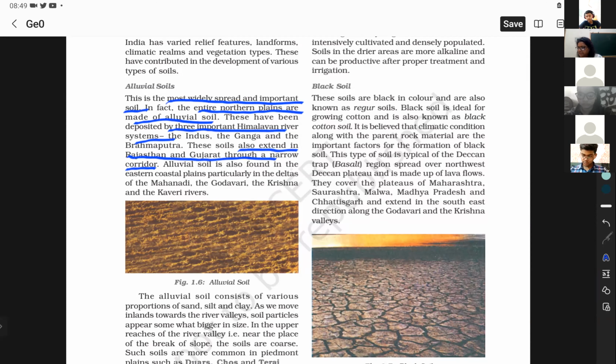Then it is also found in the deltas of Mahanadi, Godavari, Krishna, Kaveri. These are the rivers that form deltas. So wherever the deltas are formed, the alluvial soil is found in those areas, right? We all know that the rivers that originate from the Himalayas drain themselves in a larger water body, the Bay of Bengal. These 4 rivers drain themselves in the Bay of Bengal. When they do, they form deltas, and deltas are the areas where the most fertile soil is available, right?